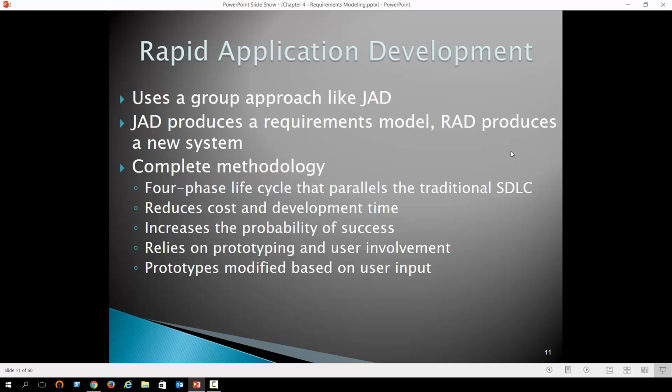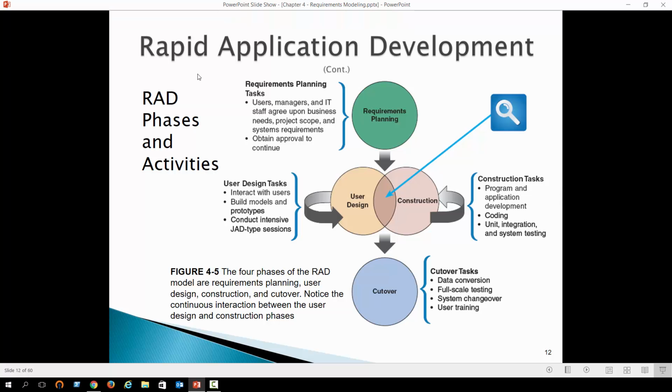So it increases the probability of success. Yes, it relies on prototyping and user involvement. Prototypes are modified based on user input. So we work from a prototype standpoint, and a lot of times, especially with software development, that prototype may develop pseudocode that becomes actual production code inside the system.